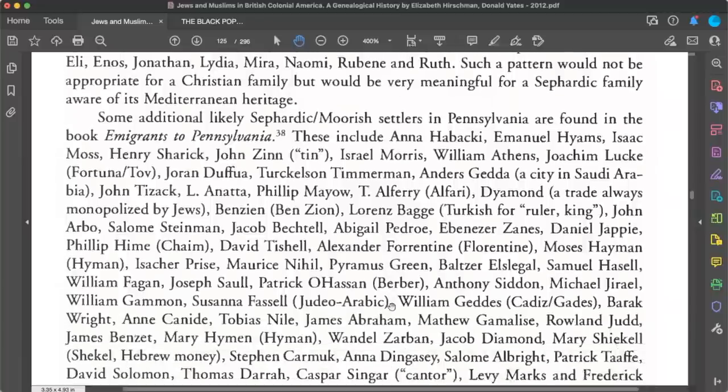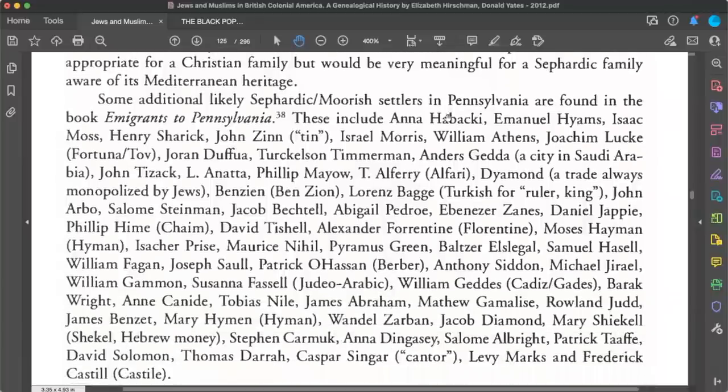Some additional likely Sephardic Moorish settlers in Pennsylvania are found in the book Immigrants to Pennsylvania. These include Anna Habakkuk, Emmanuel Hyams, Isaac Moss, Henry Sharrick, John Sin, Tin, Israel Morris, William Athens, Joachim Luke, Fortuna, Toff, Joran Dufua, Tuckerlson, Timmerman, Anders Geta, a city in Saudi Arabia, John Tysik, L.